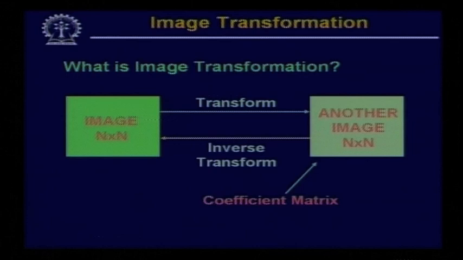In this case we have shown a diagram where the input is an image, and after the image is transformed, we get another image. If the size of the input image is n by n, that is, it has n rows and n columns, the transformed image is also of the same size, n by n. And given this transformed image, if we perform the inverse transformation, we get back the original image of size n by n.